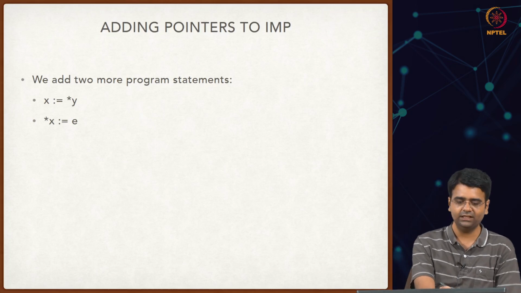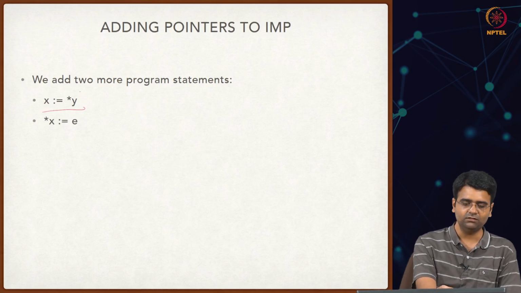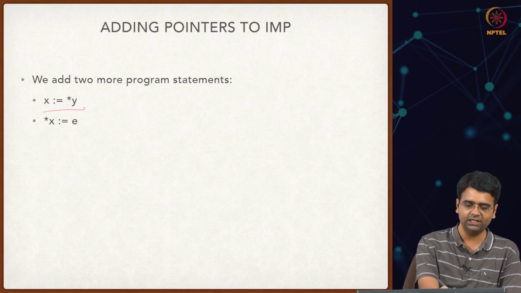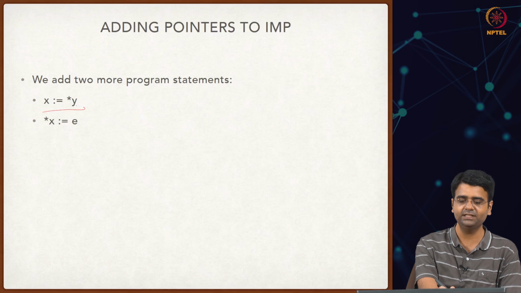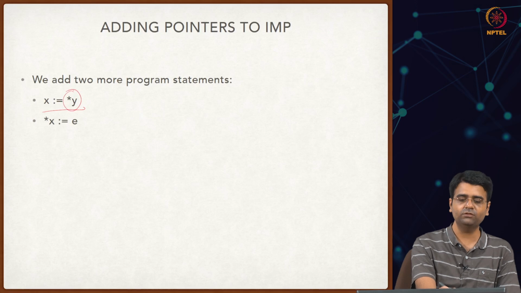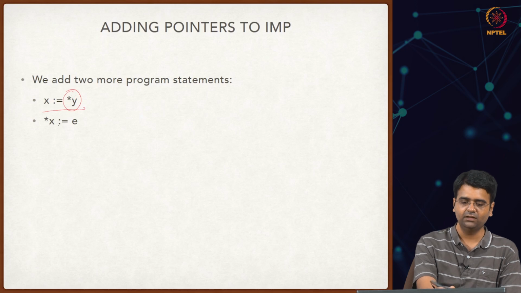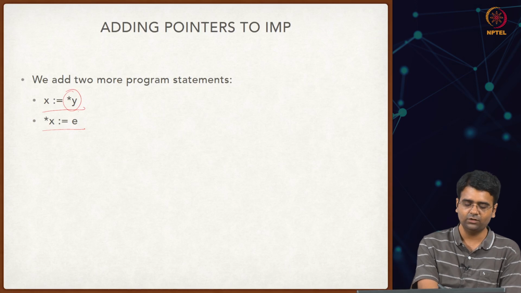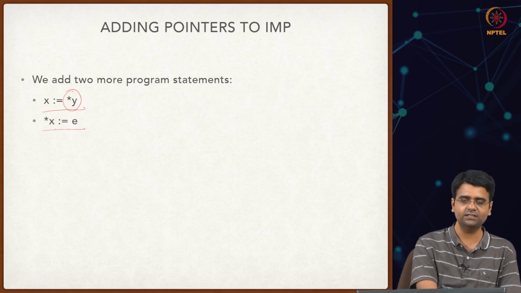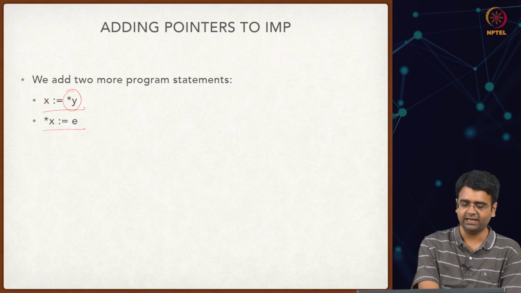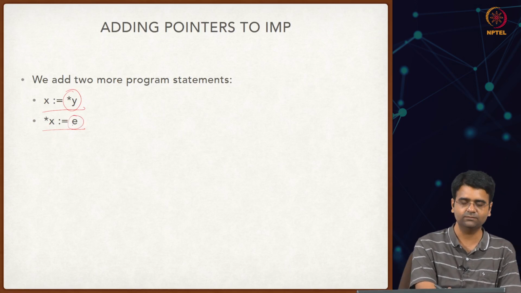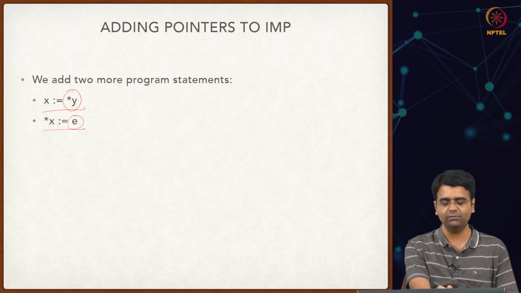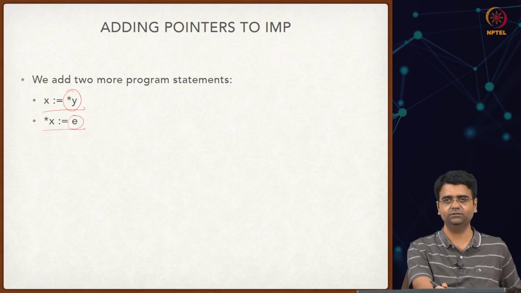One is a pointer dereference. Here we are dereferencing the pointer variable y. So x := *y means that you are dereferencing the pointer variable y, and you are storing the value that was stored at the location y into the variable x. And you can also assign using dereferencing. So *x = e means that you are again changing the value that is stored at the address given by x, and the new value should be given by the expression e. So the star has the same kind of semantics as in C-like languages.